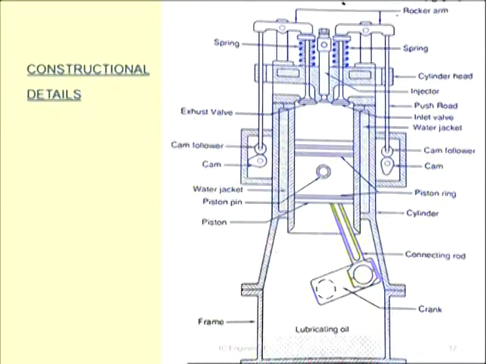Now, construction. If you see the IC engine, we have a number of components. In this figure, the number of components are visible to us. You can see here the construction detail. Let us start with these: the rocker arm, spring, cylinder head, injector, push rod, inlet valve, cam follower. These are the different components. Let us start with the basic first component.